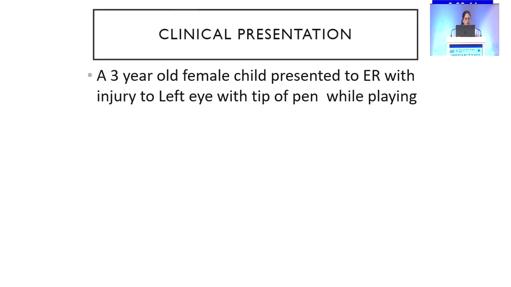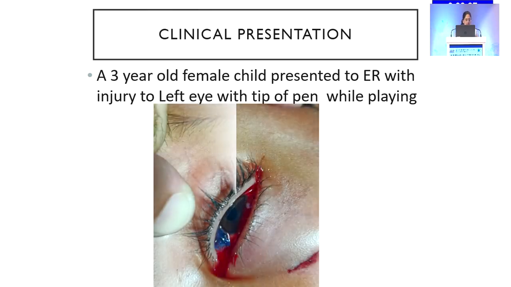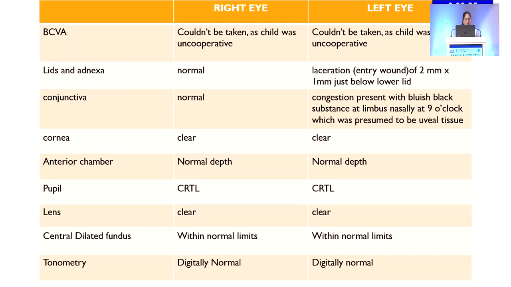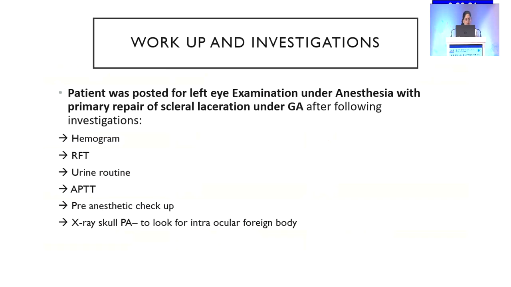So a 3-year-old female child presented to the emergency room with injury to the left eye while playing with the tip of a pen. On bedside examination, there was a bluish black substance at the limbus, a small entry wound at the lower lid, and some bleeding originating from the entry wounds. Apart from that, the right eye was completely normal, and it was decided to take up the child for examination under anesthesia with primary repair of a scleral laceration, as the bluish black substance was presumed to be uveal tissue prolapsing from the scleral wound.